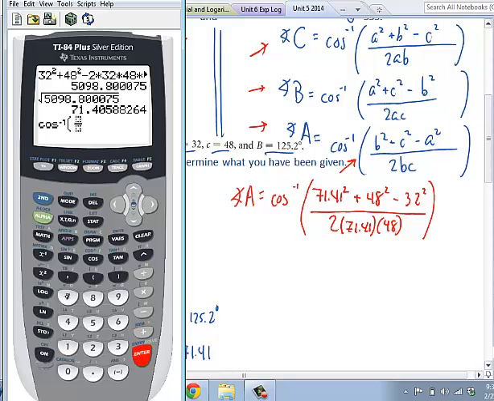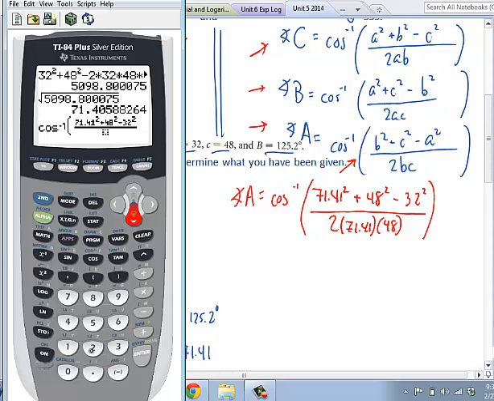So I'm going to type in 71.41 and make sure I square that, plus 48 squared minus 32 squared. Now make sure you verify what you're putting into the calculator. You don't want to make a mistake here. If you get an answer that you're putting into the inverse cosine function that is greater than 1 or less than negative 1, you're going to have a domain error. So you should go back and check your work.